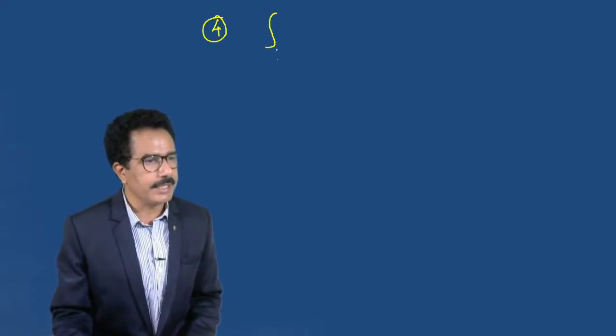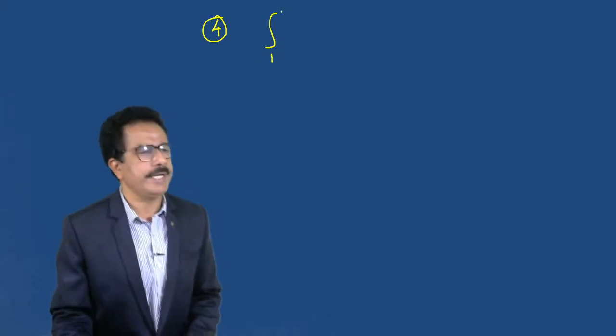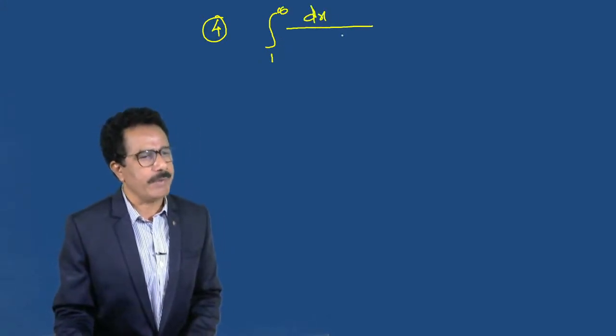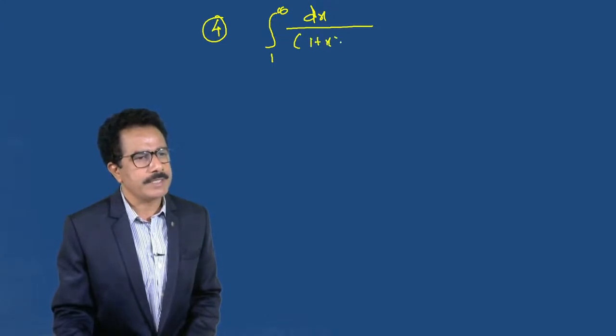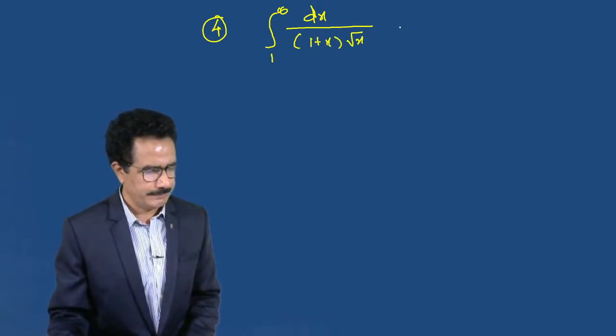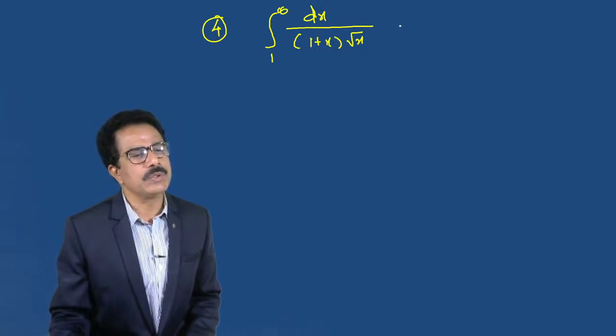Okay, this is convergent. Next we shall discuss the next problem. See this, we can write the next problem, problem number 4: integral 1 to infinity dx divided by 1 plus x into root x.